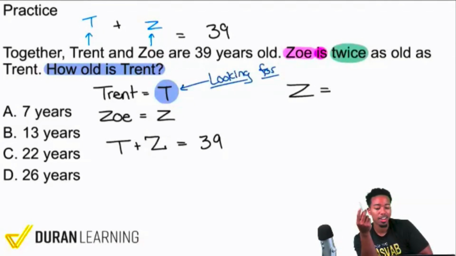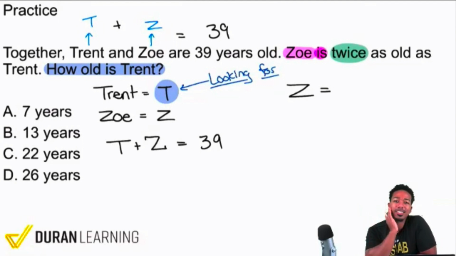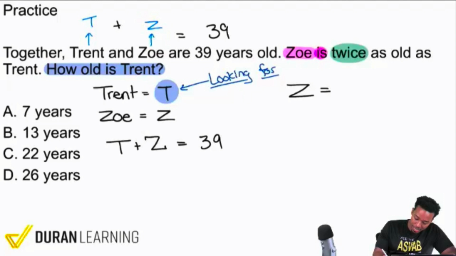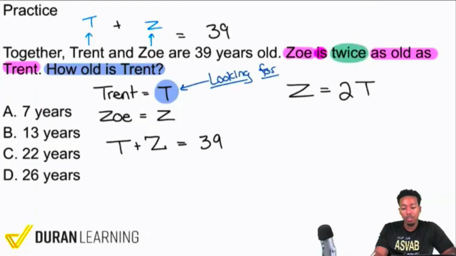Number 24. Everybody, the word twice means what operation and by what number? What does twice mean? Times 2, right? So right here, Zoe is twice as old as Trent. So that means that Zoe is twice Trent. Double Trent, times 2.